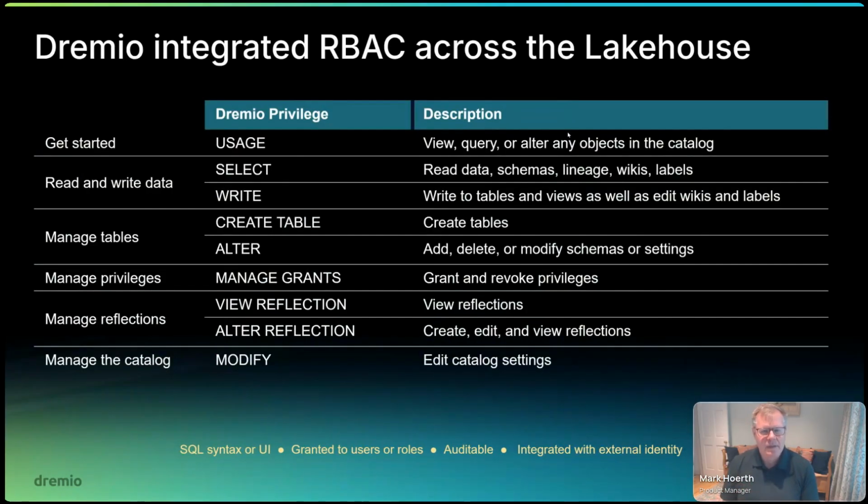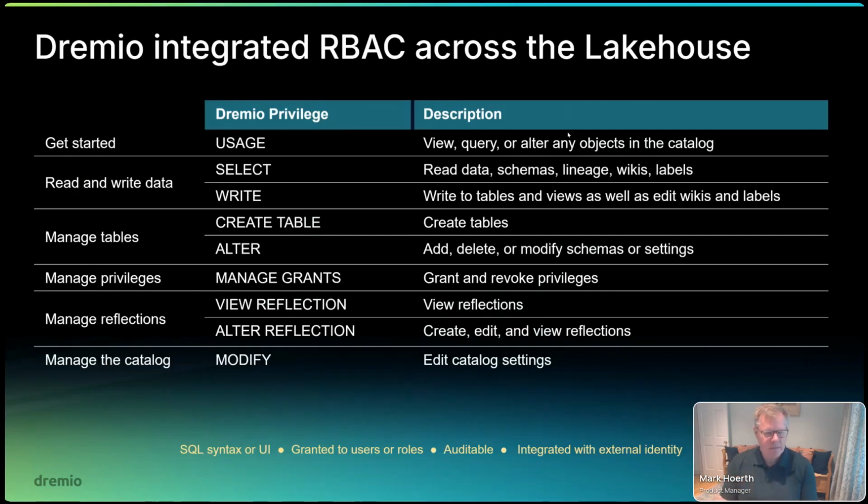I mentioned that Dremio has integrated role-based access control, and this gives you a high-level sketch of the kind of privileges that you have available to grant or revoke to any user or role in the Dremio system. For example, if I want to give the user the ability to read a table, I would grant select privilege on that table. Notice that in the second column there, reading and writing data, I have both select and write. So I could grant select privilege to a user or role. And when I grant select privilege to a role, it gives that privilege to all the users in the role, or I can grant it to an individual user. Dremio's system is flexible to allow grants to either type, users or roles.